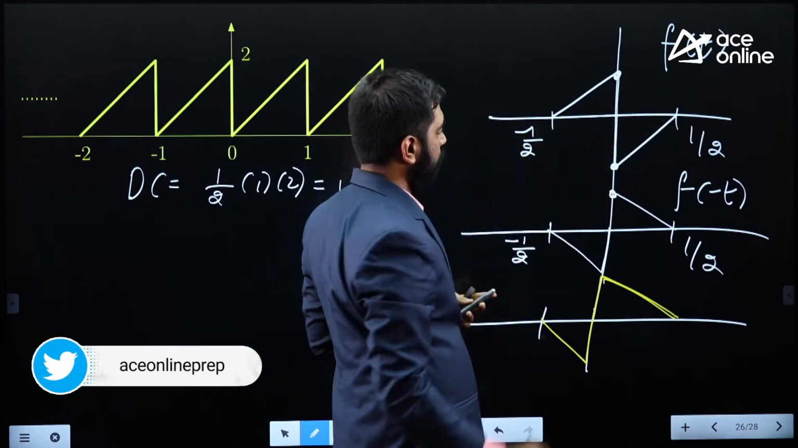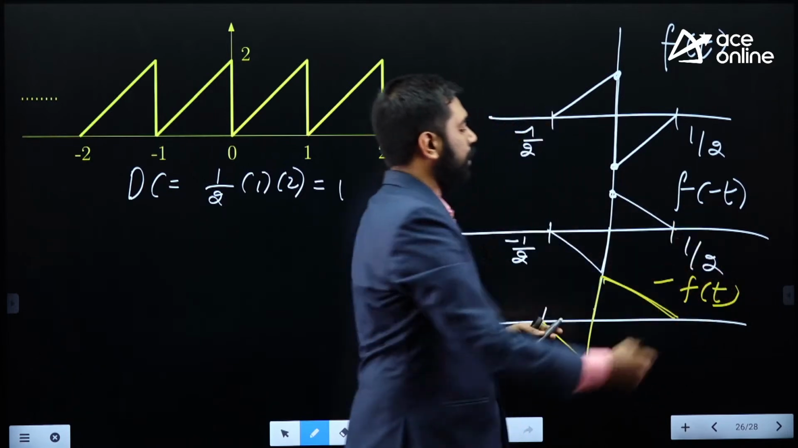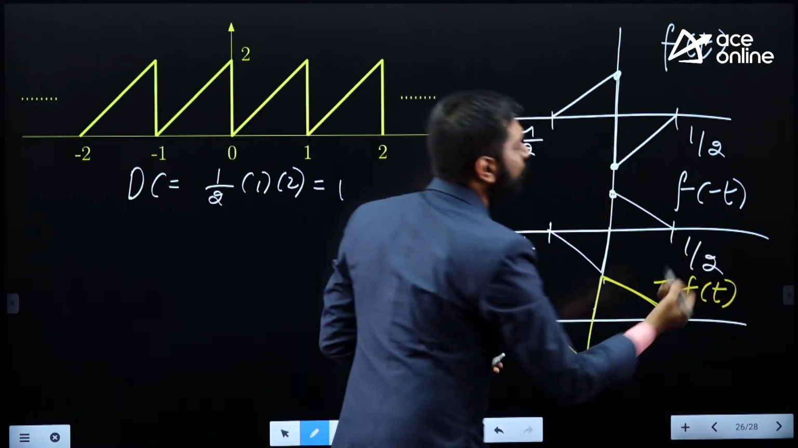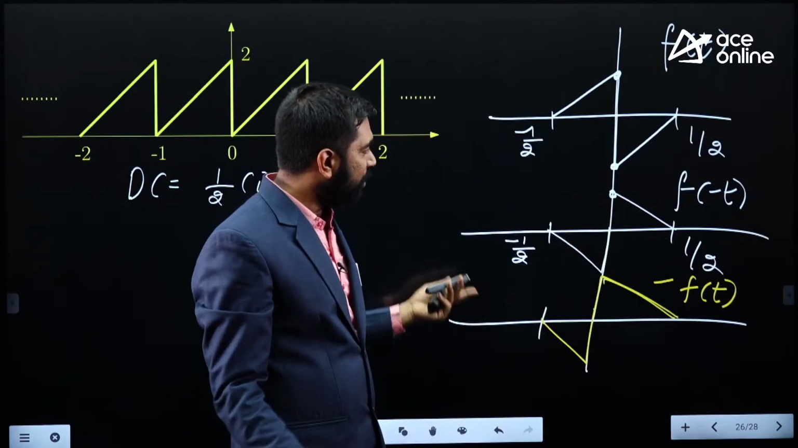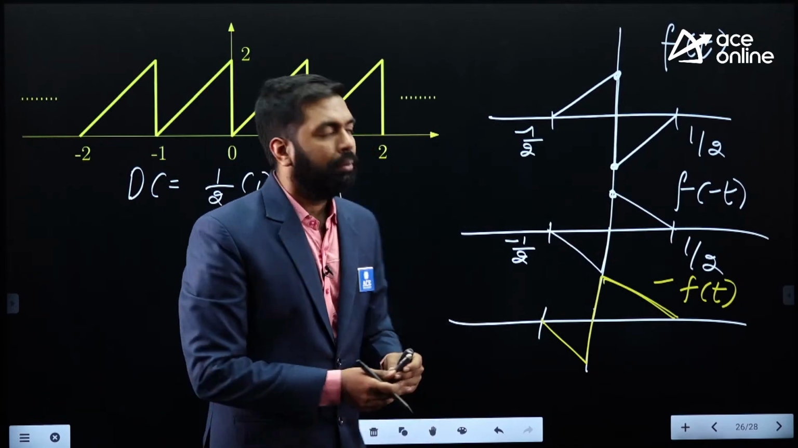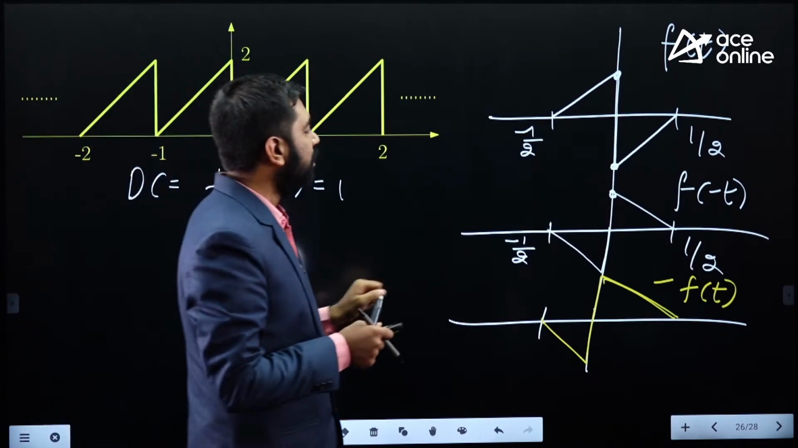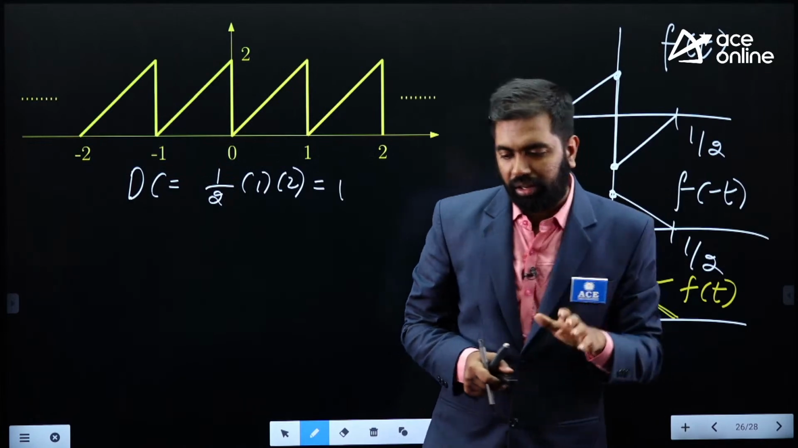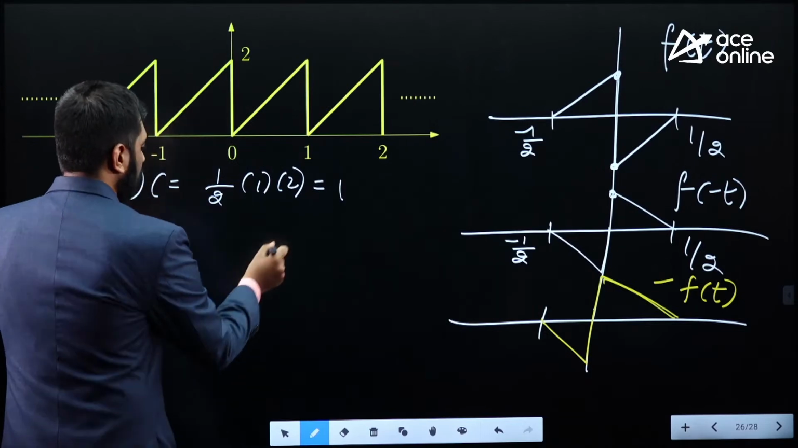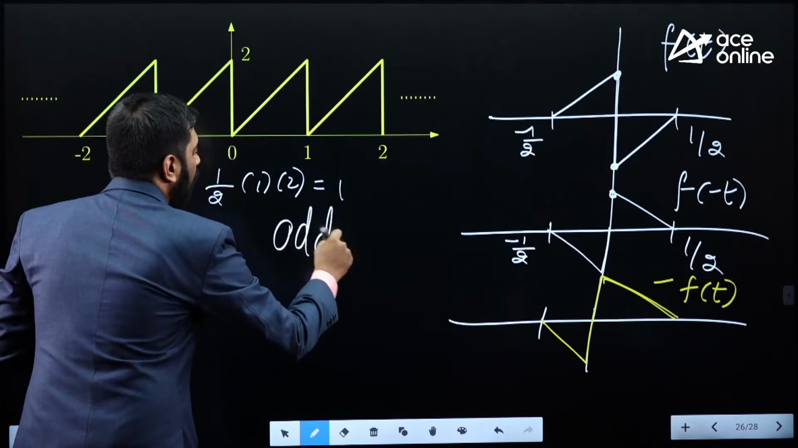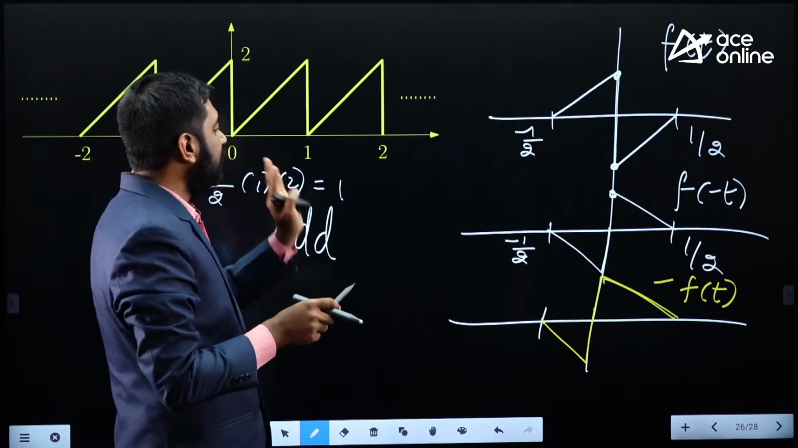The x-axis. Now compare f of minus t with minus f of t. Are they the same? Yes, they are exactly the same. Meaning this particular periodic signal has got a hidden symmetry, and that hidden symmetry is the odd symmetry. So finally, this periodic signal is odd. That means in this Fourier series representation, there are no cosine terms. You will have sine terms.